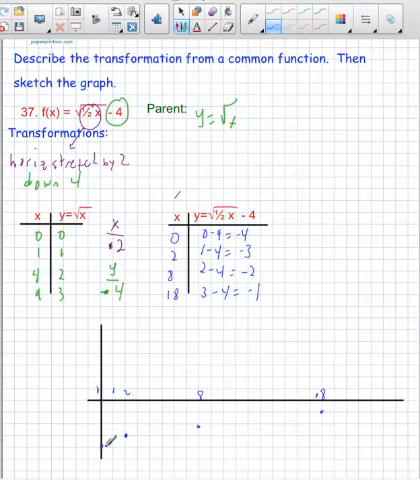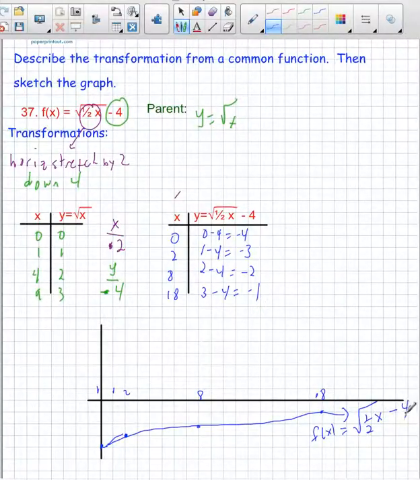So this is our function with a nice smooth curve. It's a little hard to do it on this tablet. So this is the graph of f of x, which is the square root of 1 half x minus 4.